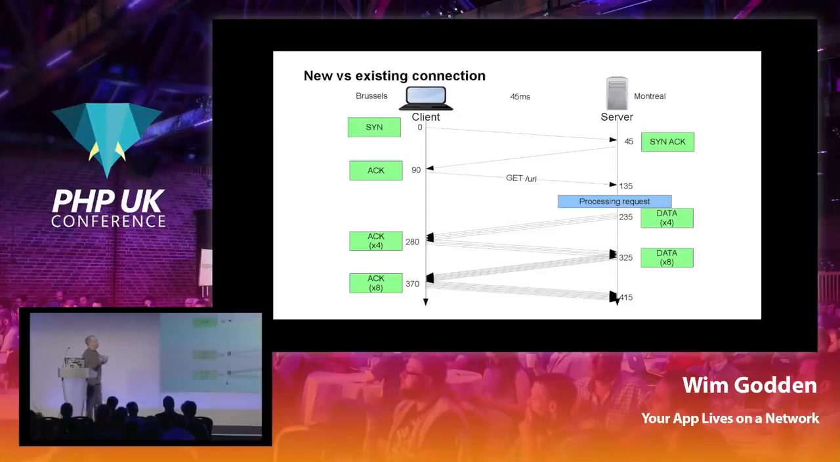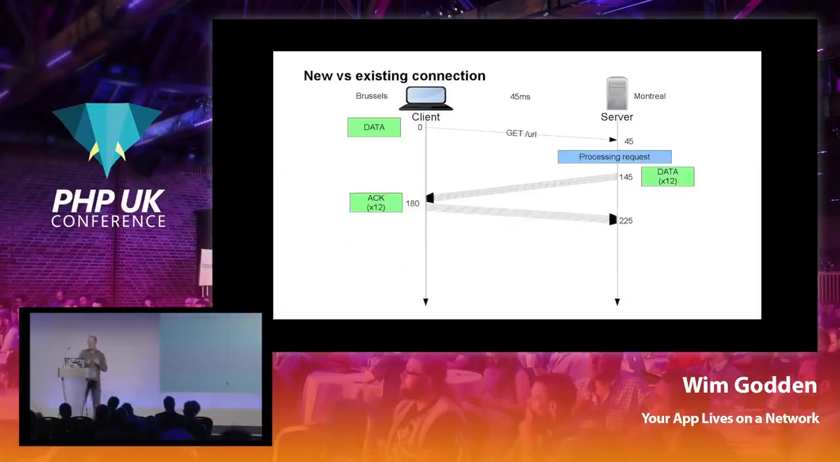But let's imagine that you still want to retrieve CSS and JavaScript and all those things. If you cut the connection, you need to establish a new one. You need to have a new three-way handshake. However, if you don't cut the connection, and you can do that in Apache and Nginx and any other web server nowadays, it means the client doesn't have to do a three-way handshake. It can just say, give me the data.